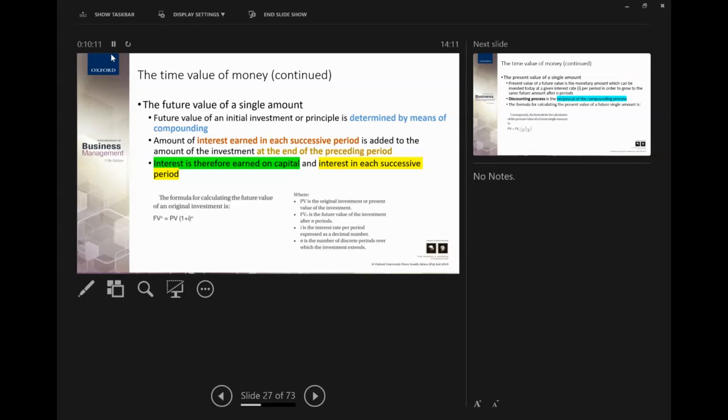And here now they're just speaking to the things that we've obviously been highlighting. So here, future value of an initial investment or principal is determined by means of compounding. Amount of interest earned in each successive period is added to the amount of the investment at the end of the preceding period. So what they're trying to say there is at the end of year one, remember we said we're investing 100 Rand over 5 years.